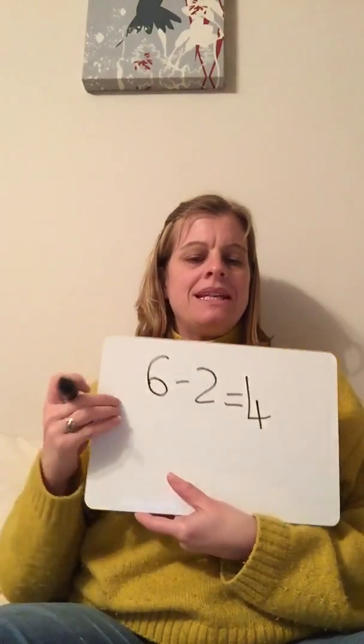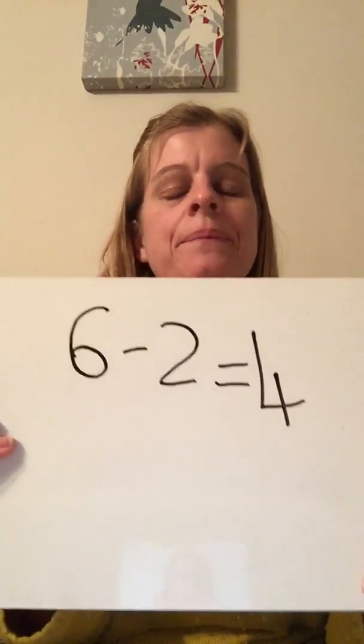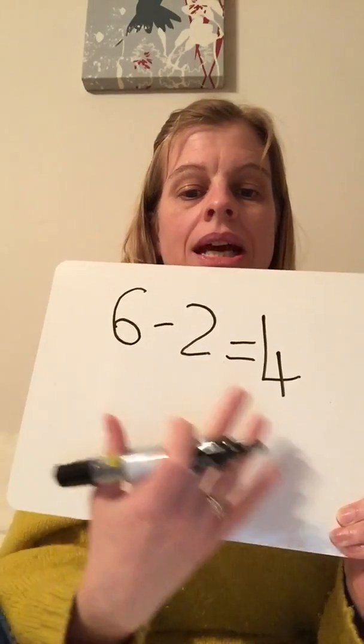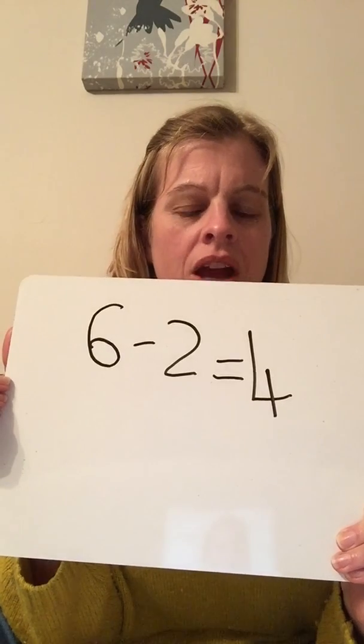What I want you to do now, I'm going to write a calculation on my board, and then I want you to pause it when you're looking at the calculation, and I want you to draw me a picture to show that calculation. So I would like you to represent 6 subtract 2 is equal to 4. It's a bit wibbly wobbly. So I'd like you to write it on your board, and then underneath draw me a picture to represent that calculation. Off you go.